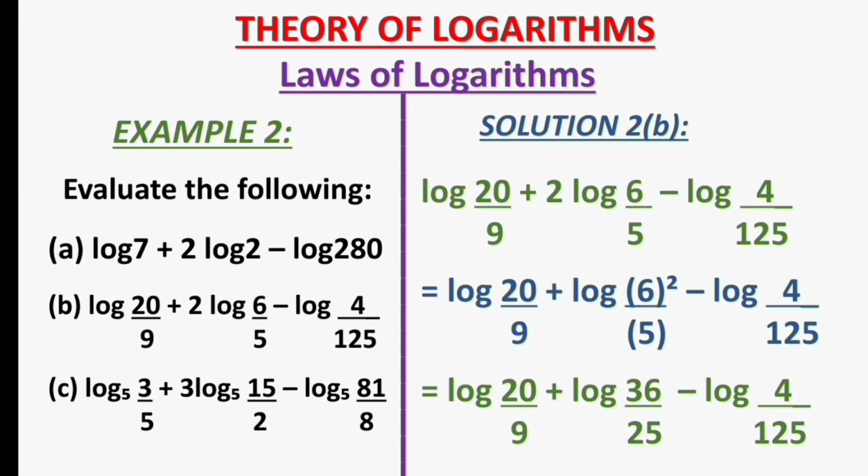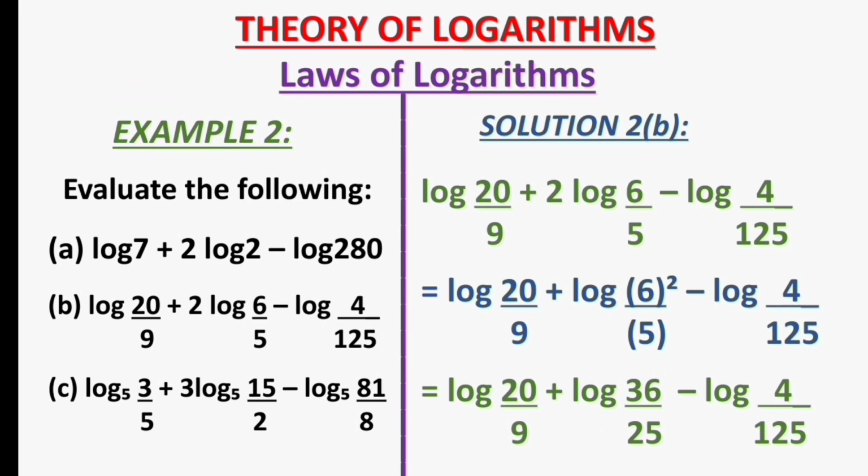Here is the solution to question 2b. Once again, the first thing we have to do is to simplify the middle term, which is 2 times the logarithm of 6 over 5. To do this, the 2 multiplying the logarithm becomes the power of 6 over 5. That gives us the logarithm of 36 over 25 as the middle term.